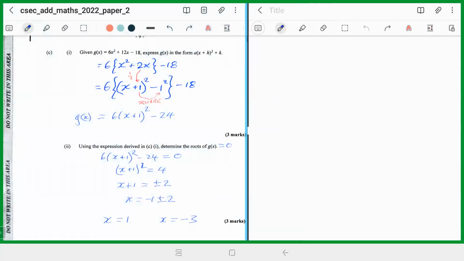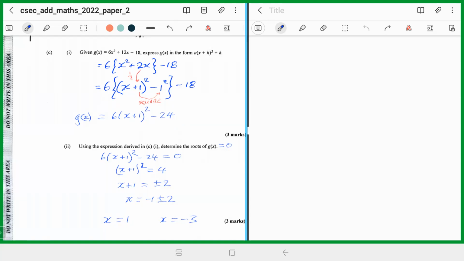Now, firstly, this form of the quadratic, we put it in the vertex form. It is really meant to show us where the turning point is. That's why we call it the vertex form. It shows us where the vertex is. That's why we complete the square.